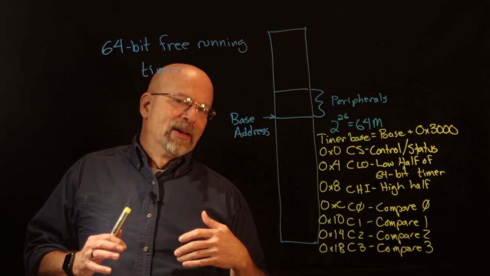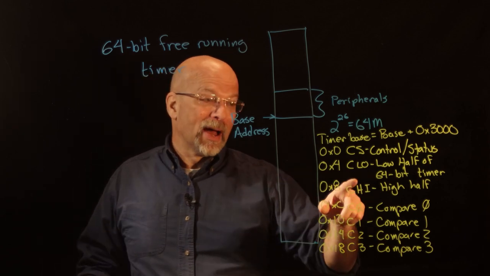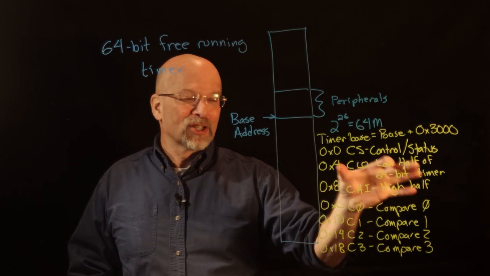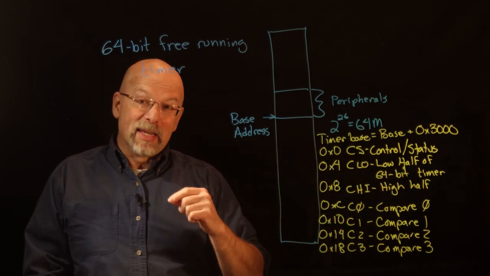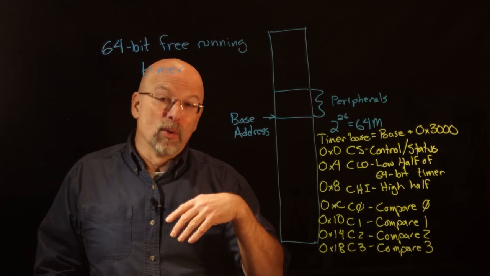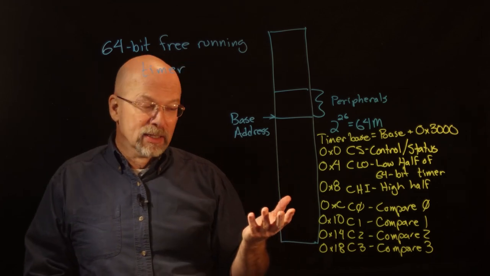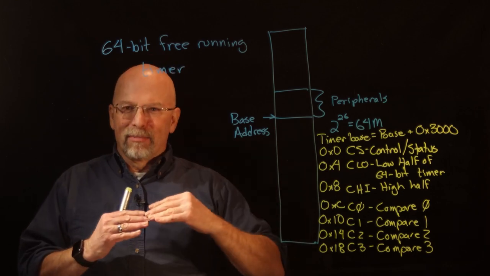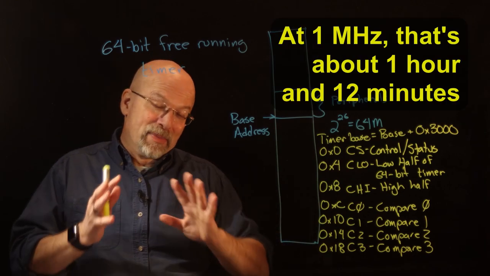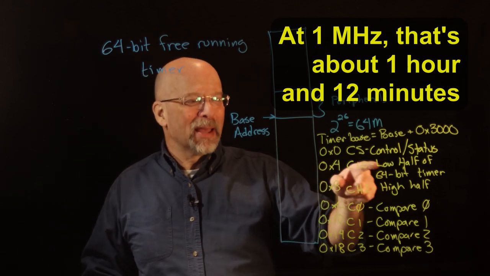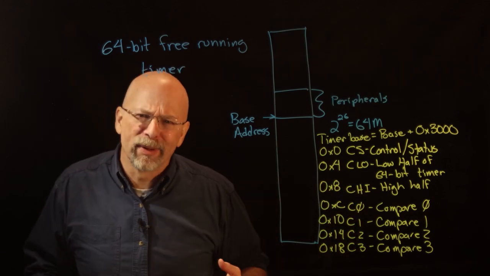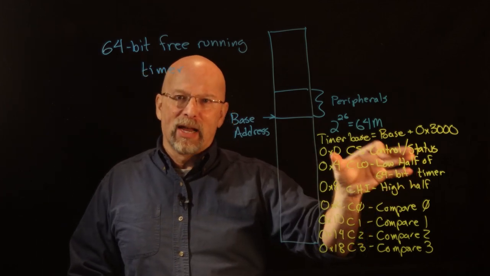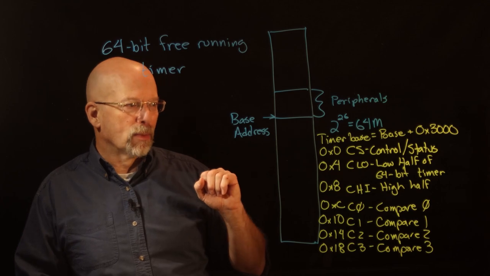because if the low half is 32 bits, that means 2 to the 32, or over 4 billion. 4 billion microseconds has to pass before that guy's going to roll over. So, if you're okay with being able to just measure within 4 billion microseconds, then you'll probably be okay just interacting with the low half of this 64-bit timer.